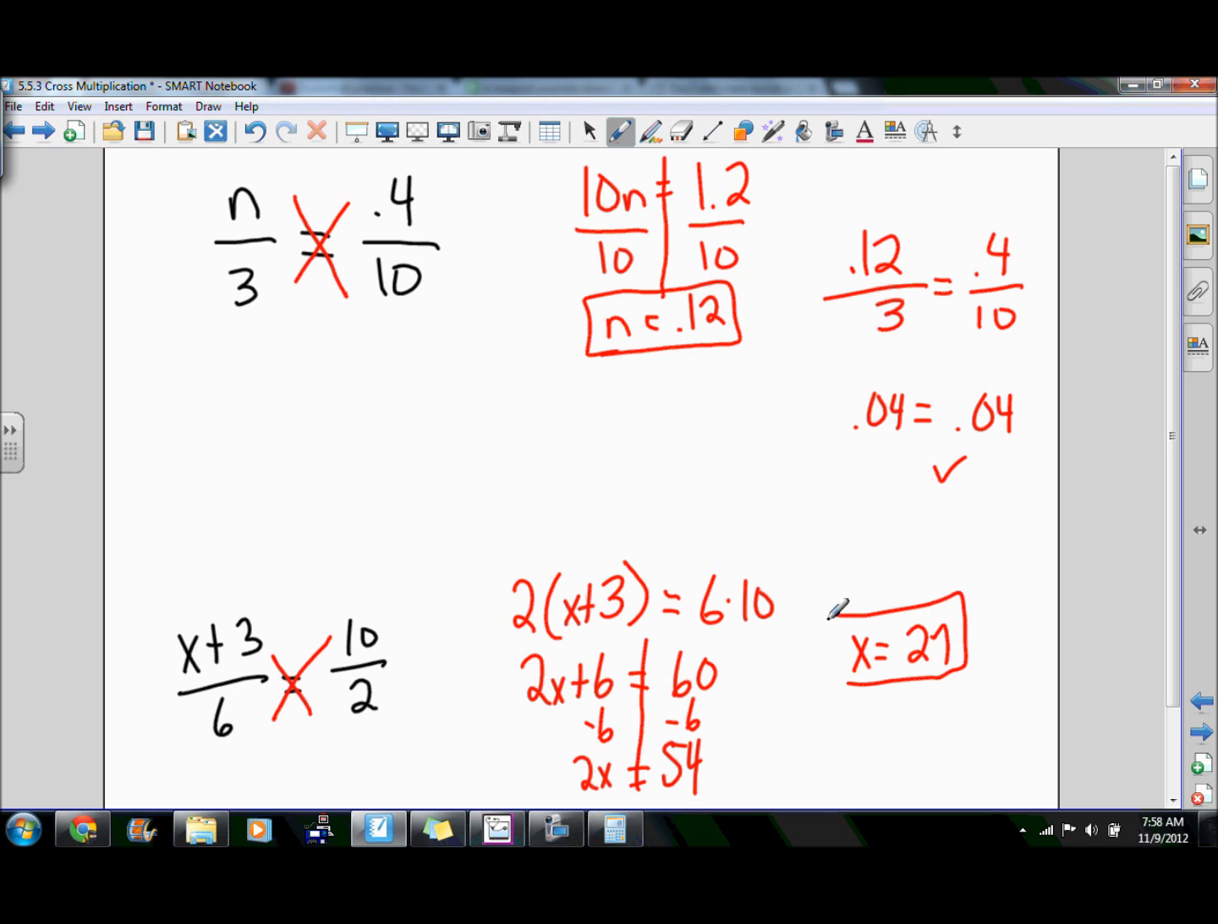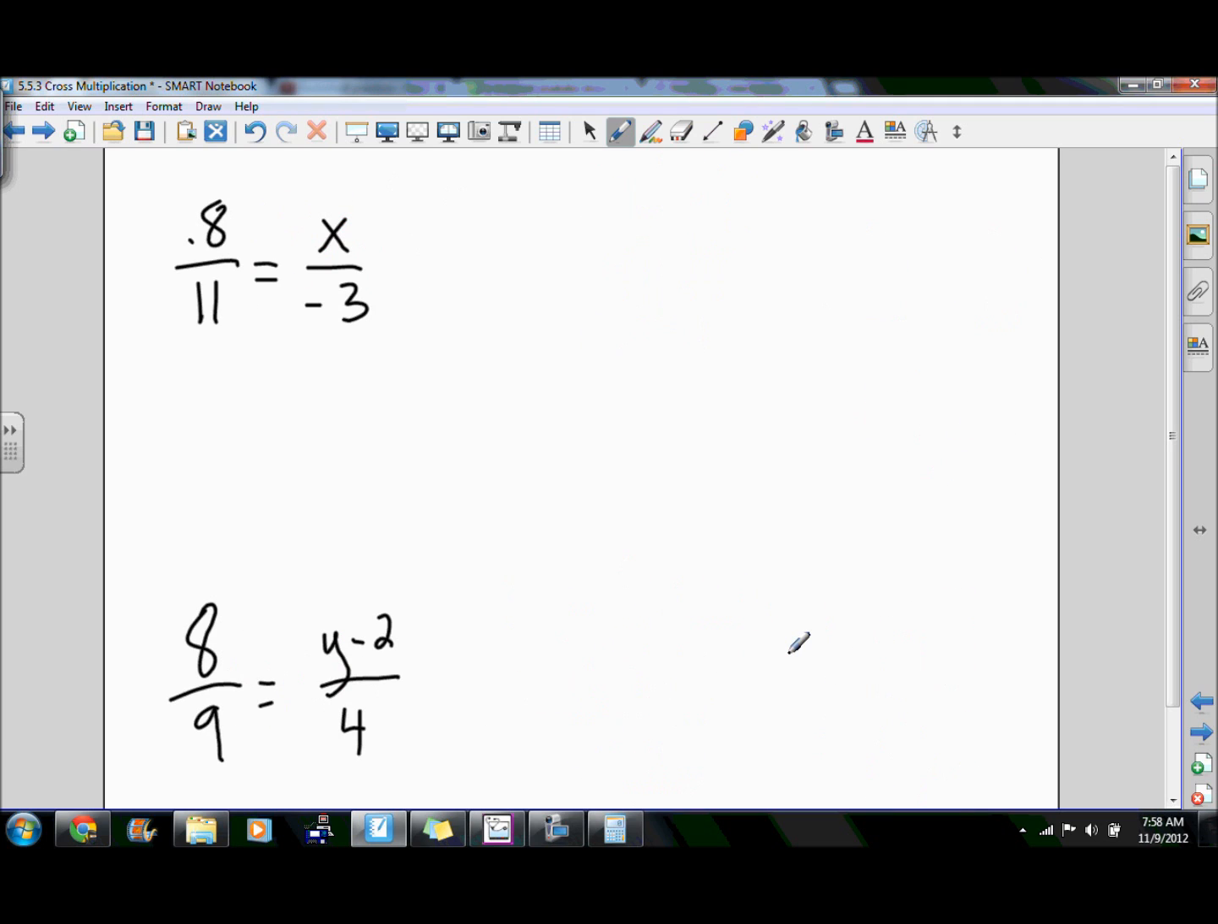Okay. To check our answer, we go 27 plus 3 over 6 is equal to 10 over 2. Well, 10 divided by 2, that's 5. 27 plus 3 is 30. 30 divided by 6 is also 5. So there you go. All done. I'd like you to try these on your own.